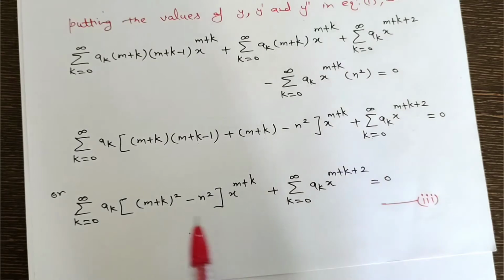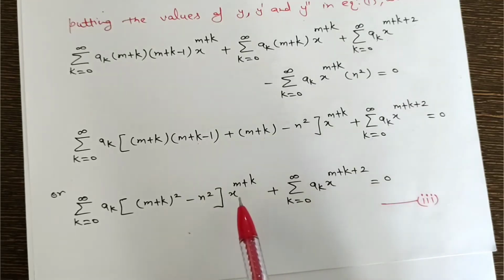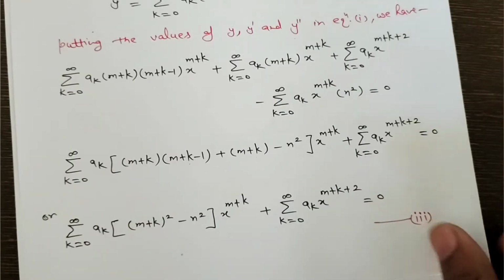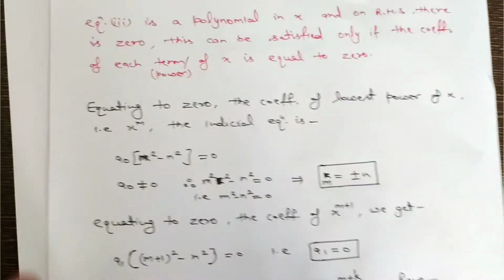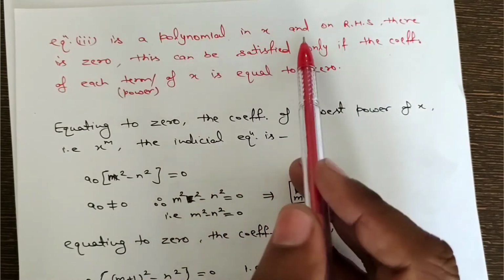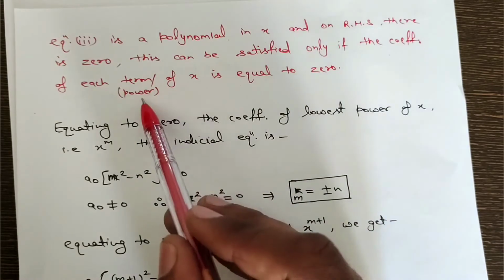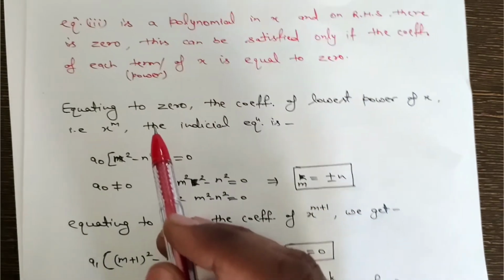Again I am repeating this. On the left hand side there are different terms with different powers of x, but on the right hand side there is 0, and this equality can be satisfied or can hold only when the coefficient of different powers of x is separately made equal to 0. So that's our next step. In the next step, equation third is a polynomial in x, and on the right hand side there is 0. So this can be satisfied only if the coefficient of each power of x is equal to 0.